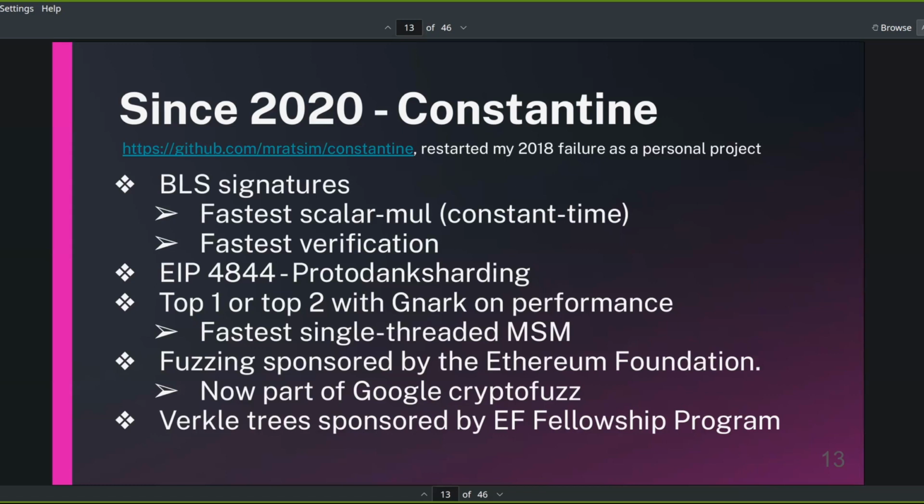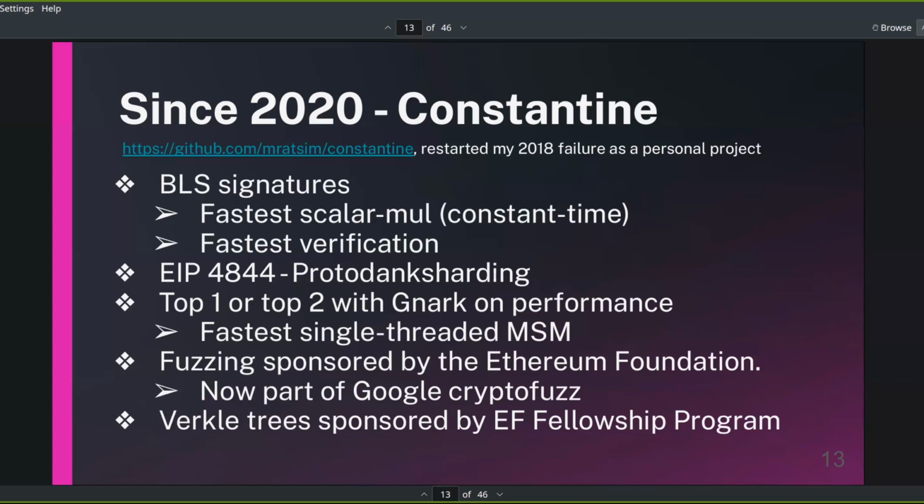Currently, it's the fastest library for BLS signatures, including BLST. I've added a full implementation of EIP-4844 2 weeks ago, which is also called proto-danksharding. It's either top 1 or top 2 with gnark on performance. Single-threaded is the fastest. Multi-threaded, it depends on the number of cores. I couldn't optimize for more than 18 cores, while the gnark team optimized for up to 96, so I don't know how it performs there.